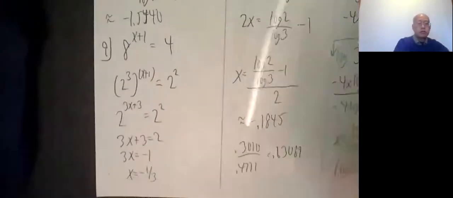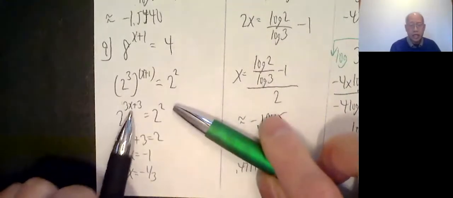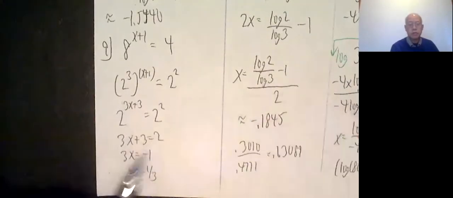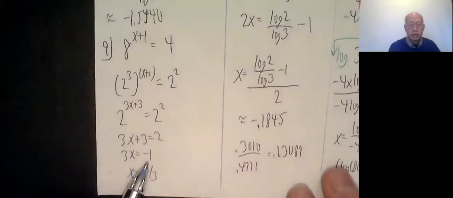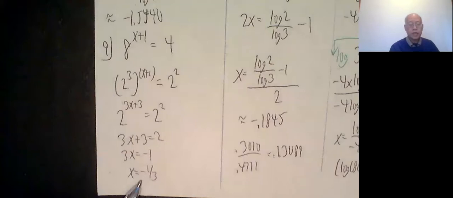So now that I have these two to be the same base, I can equate the exponents. So 3x plus 3 equals 2. Subtract 3. 3x is negative 1. x is negative 1/3. That's how you would do it without a calculator. This is the exact value.